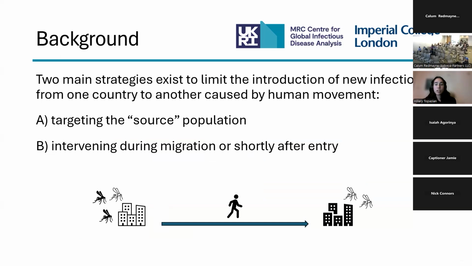So what do we do in these situations where a country is trying to eliminate, but we know that these transmission chains also exist? So we have two main strategies, and the first is to target the source population. And this can be done through things like regional initiatives to fund prevention and control of malaria in source areas. And then the second is to intervene during migration when people are moving or shortly after entry once they arrive. And this can be done through things like testing migrant worker populations or deploying mobile clinics for active case detection along these border areas.